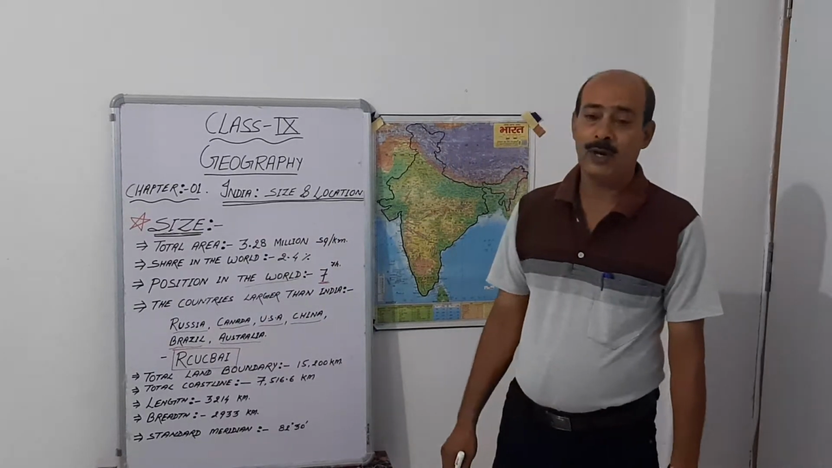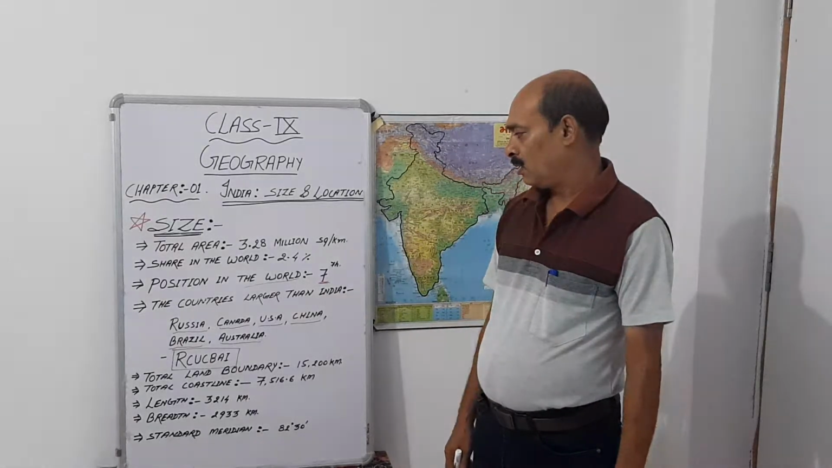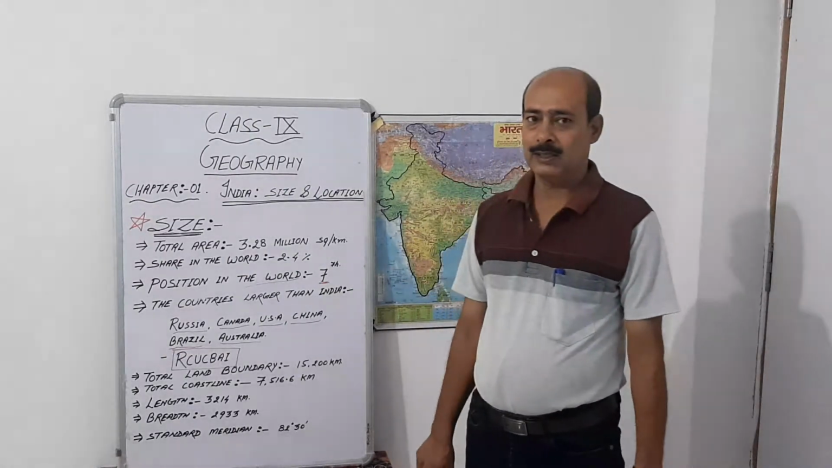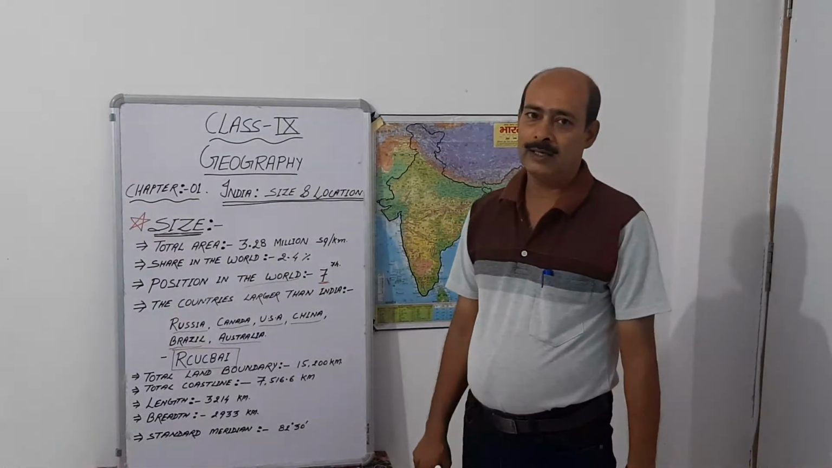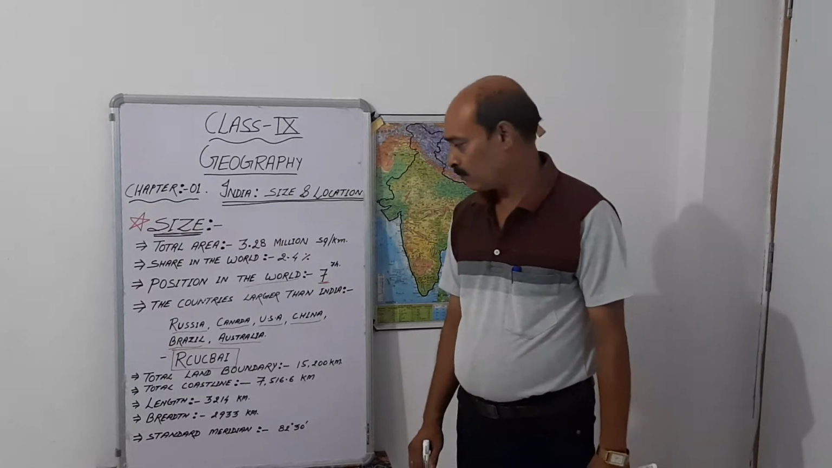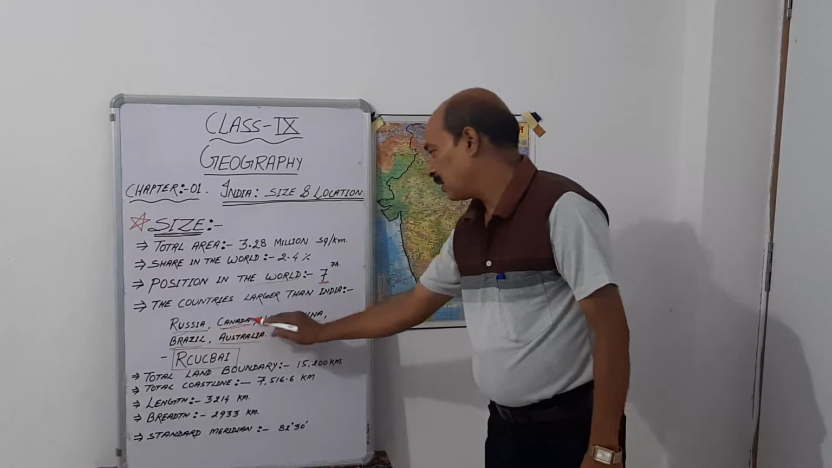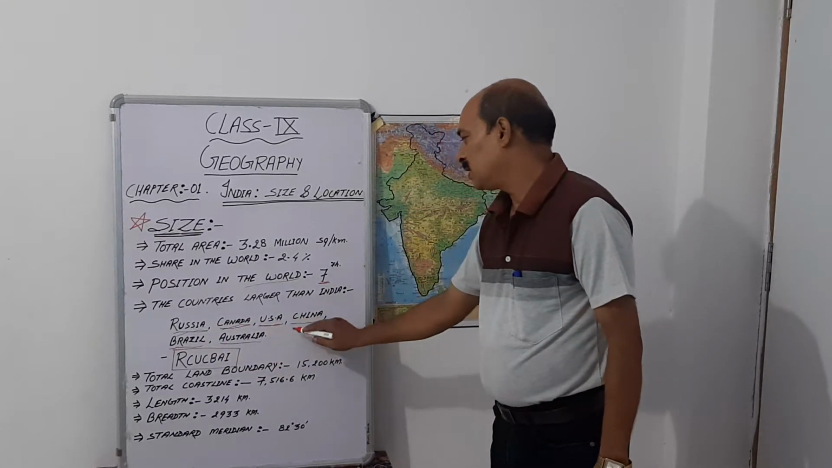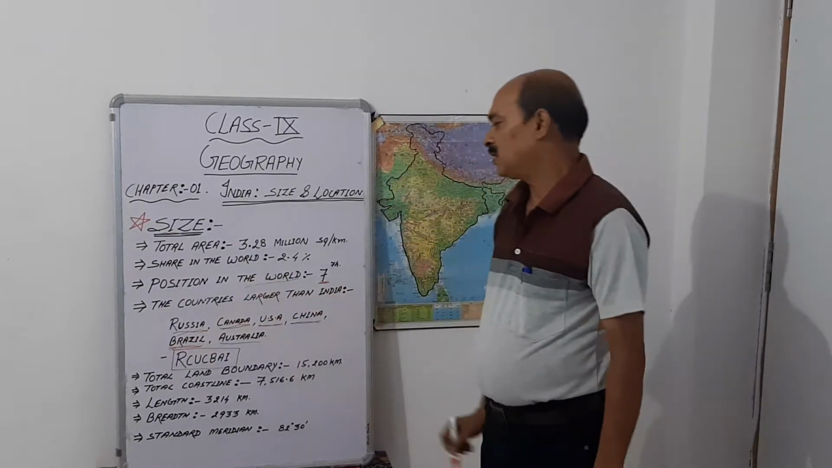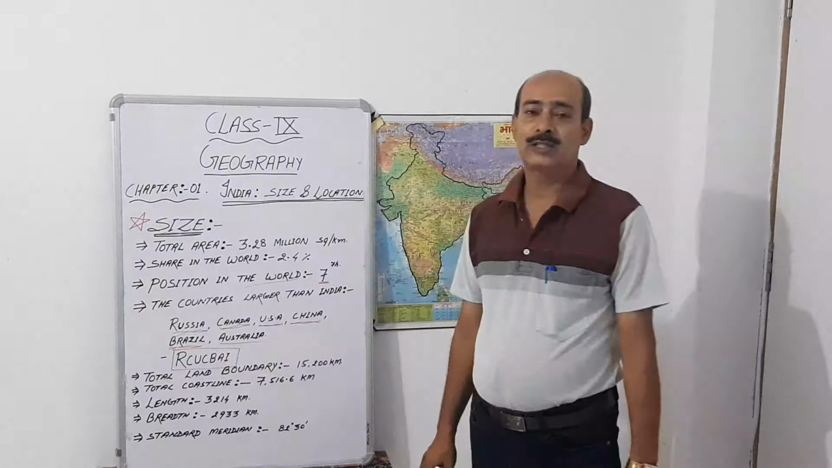It is important for you from the point of view of examination. The question may be, which countries are larger than India? Your answer is first Russia, second Canada, third USA, fourth China, fifth Brazil, and sixth Australia. You have to write them sequence-wise.